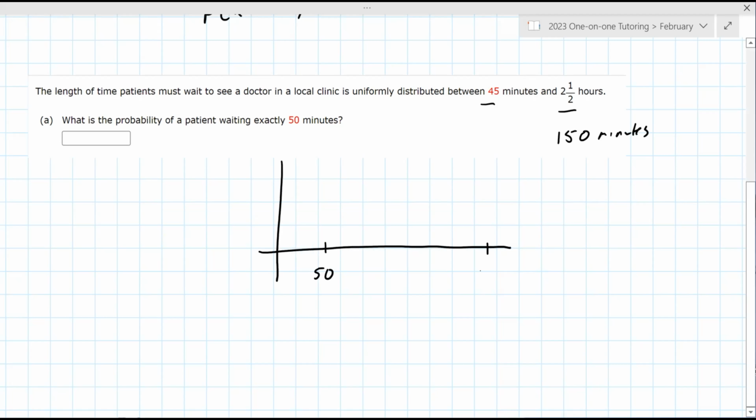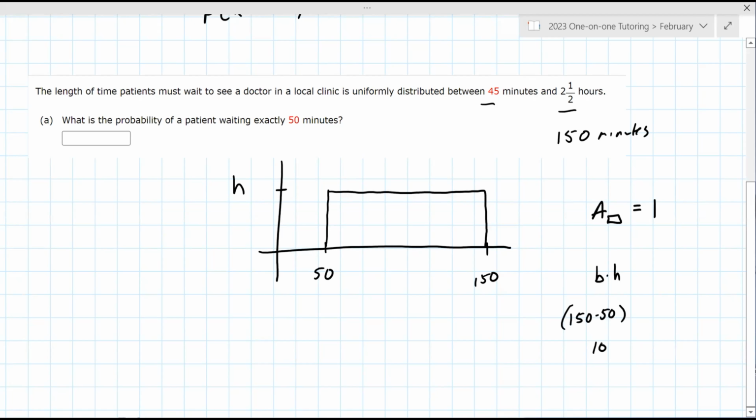It doesn't have to be all that accurate here, but 50 to 150. And then the area of this rectangle is always equal to 1. So the height of the rectangle is something that we do want to calculate here. If the area is 1, the area is base times height. The base in this problem is 150 minus 50, or 100, times the height equals 1, because that's the area. So you see the height is 1 over 100.